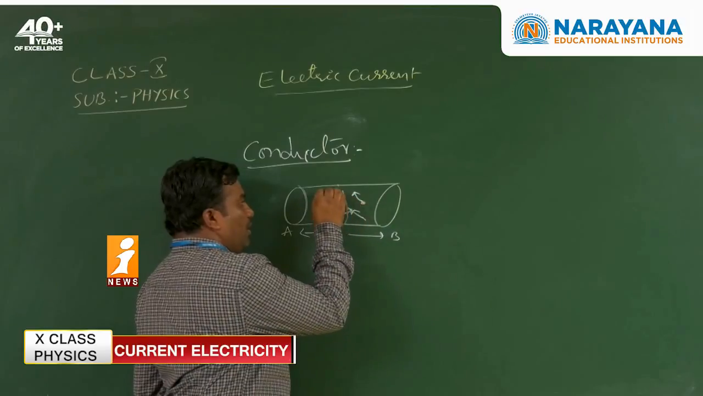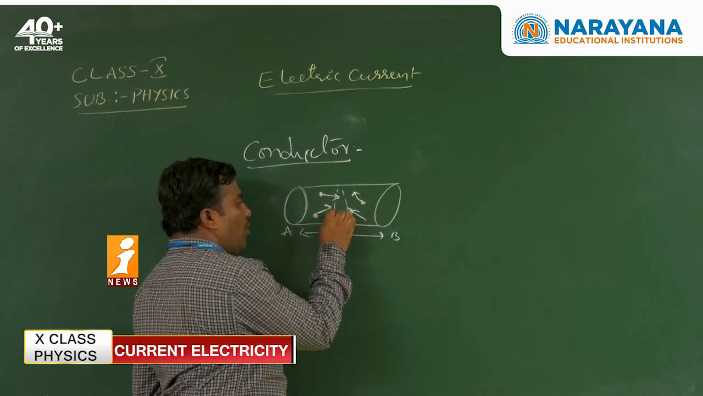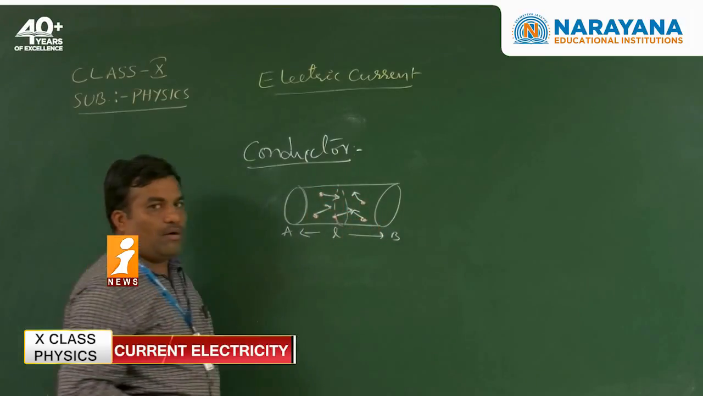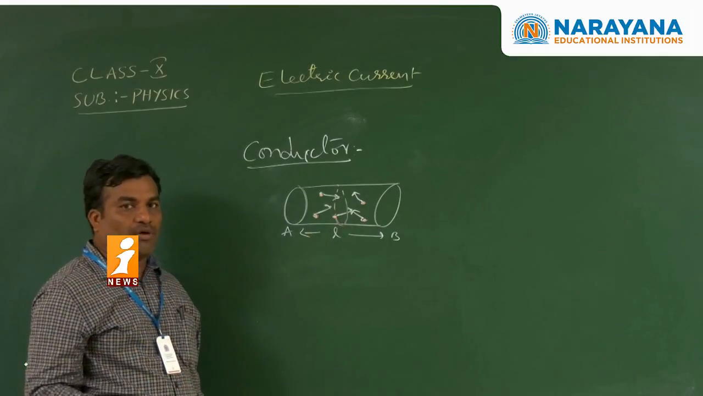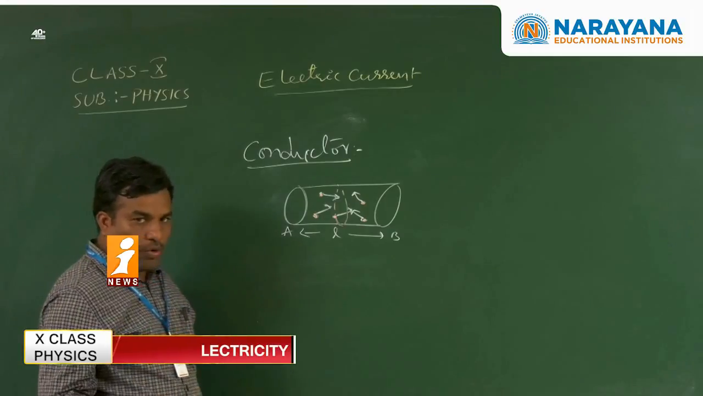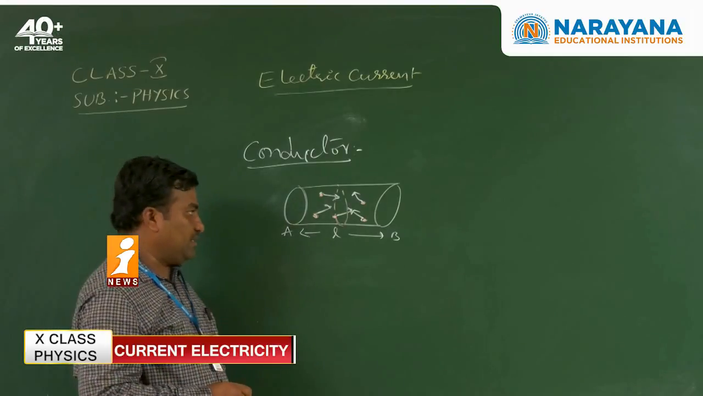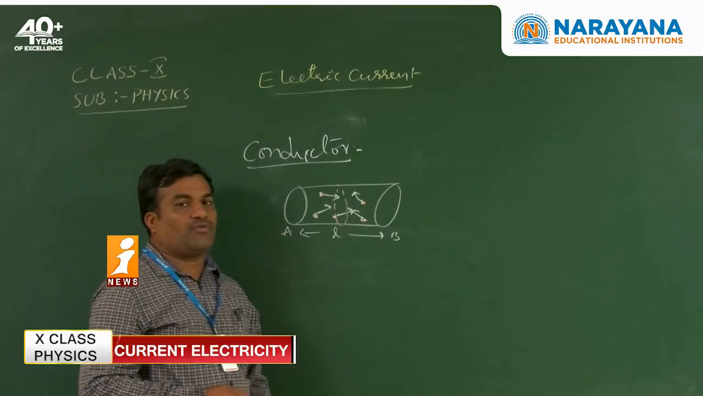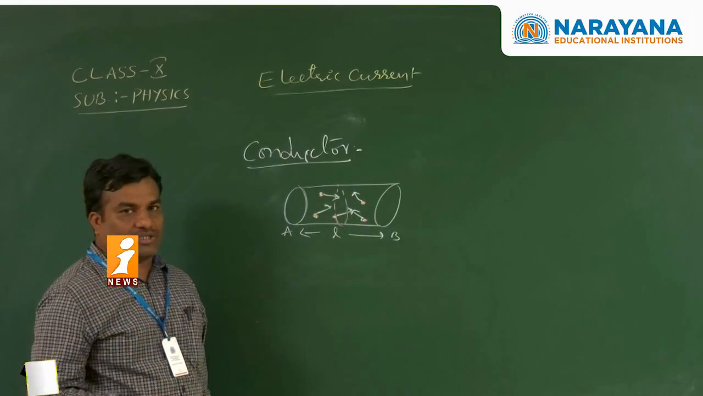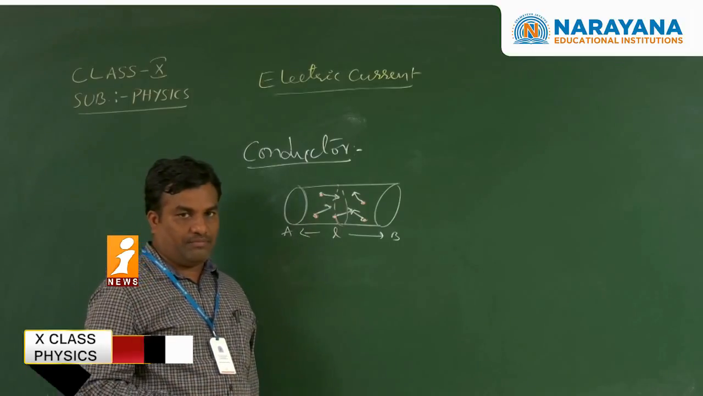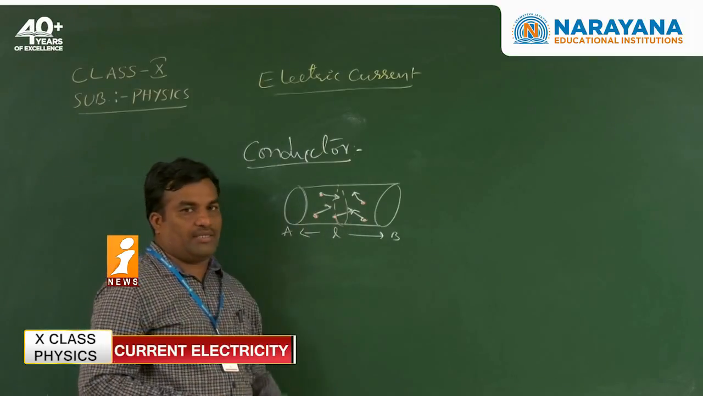So these are the electrons. The positive ions are fixed at their locations. The arrangement of positive ions fixed at their locations is called a lattice. Only in the outermost region do we have the free electrons. Those free electrons can move in any direction, a random direction, from one place to another.